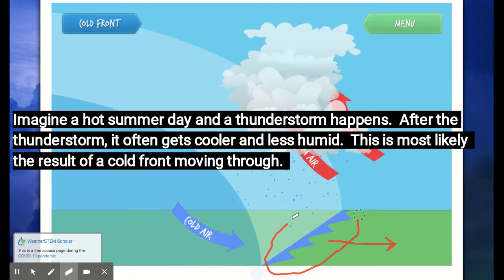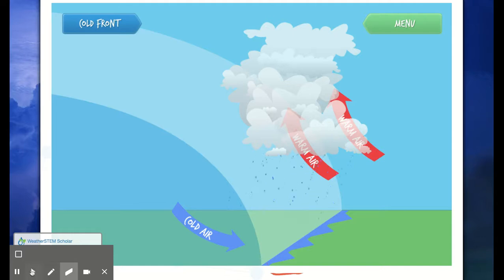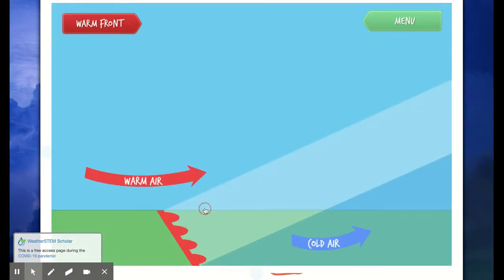We also have something called a warm front. So a warm front is also going to involve warm and cold air, but now it's a little different. Before, they were coming at each other. Okay, for a cold front, they were moving towards each other.